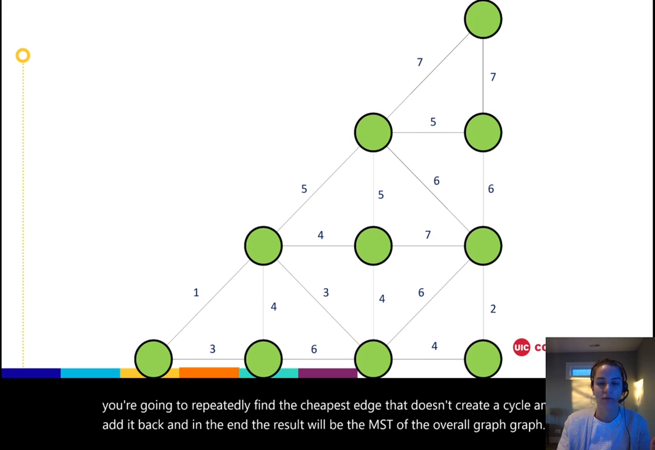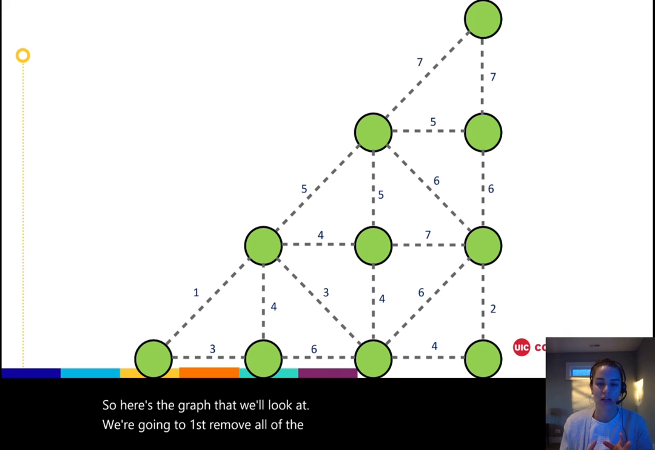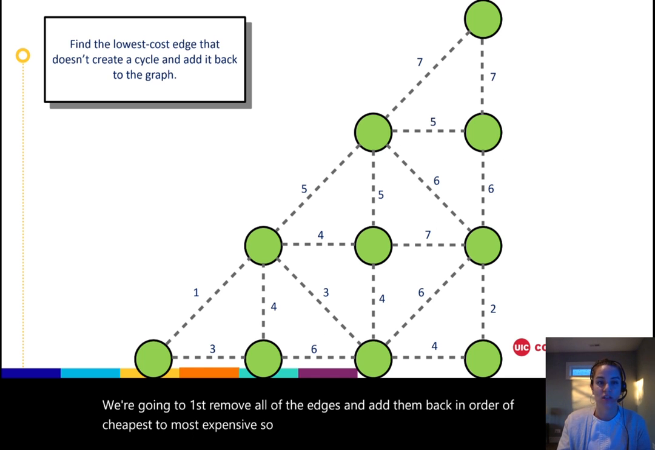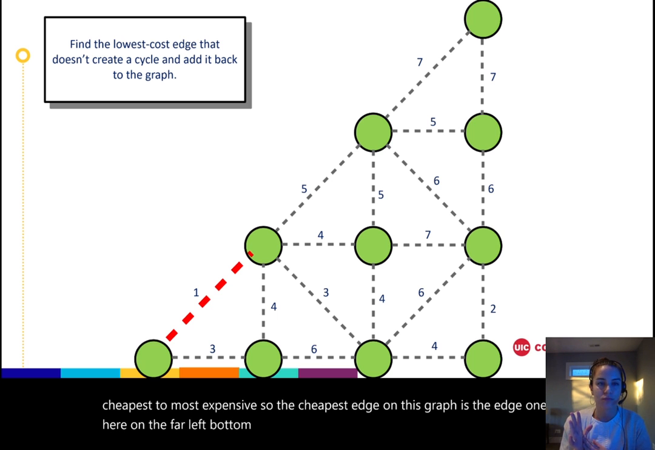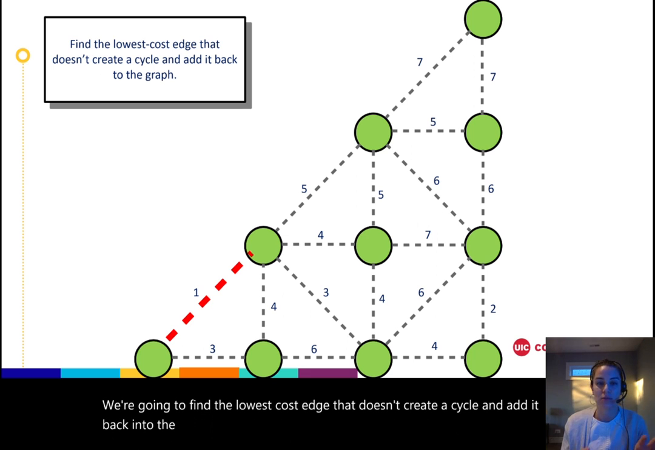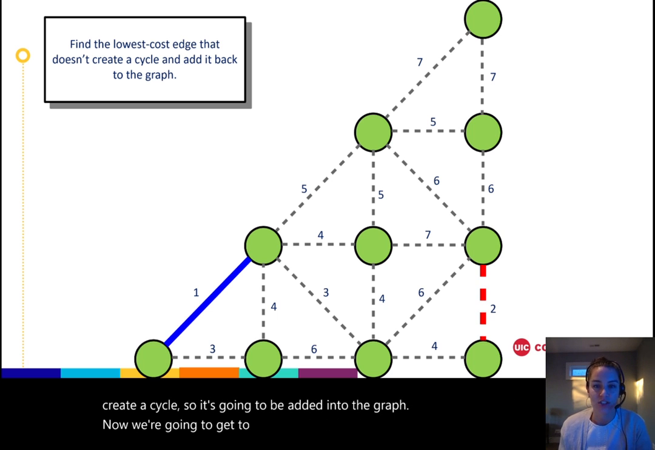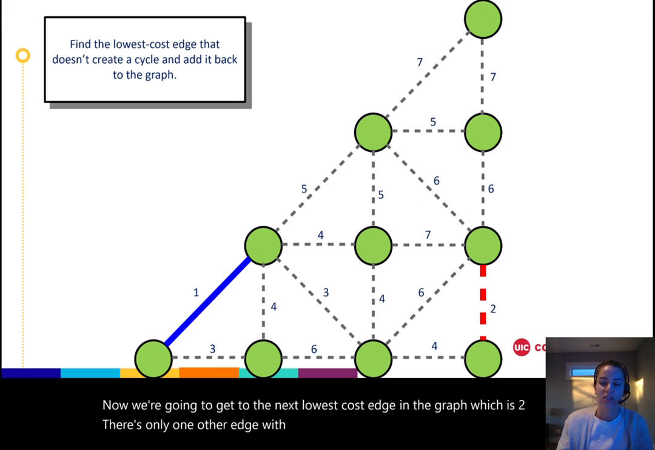So here's the graph that we'll look at. We are going to first remove all of the edges and add them back in order of cheapest to most expensive. So the cheapest edge on this graph is the edge 1 here on the far left bottom of the graph. We're going to find the lowest cost edge that doesn't create a cycle and add it back into the graph. So this is an example of the lowest cost edge that doesn't create a cycle, so it's going to be added into the graph. Now we're going to get to the next lowest cost edge in the graph, which is 2. There's only one other edge with 2. It does not create a cycle, so it gets added back in.